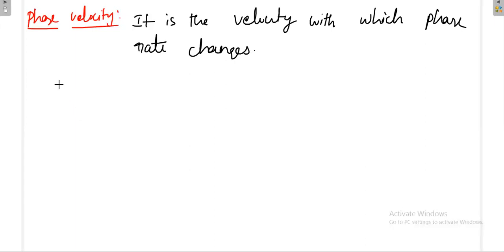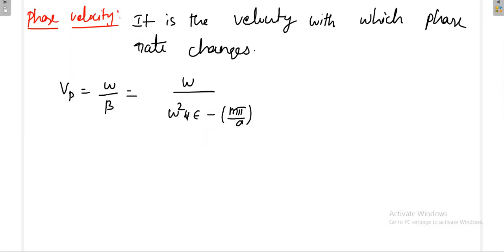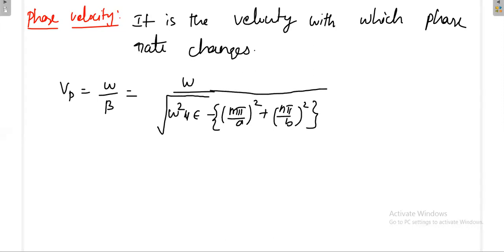So again, by definition, the phase velocity is equal to simply omega divided by beta. Then you know what is beta. In case of waveguide, beta can be written like this: omega square mu epsilon minus (m pi by a) whole square minus (n pi by b) whole square, and also the square root comes.